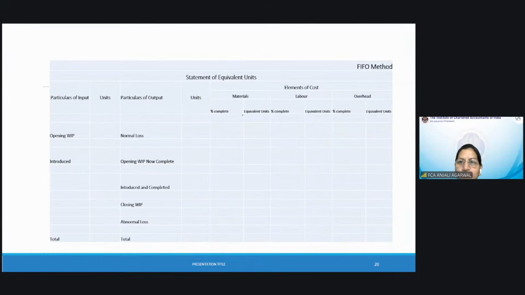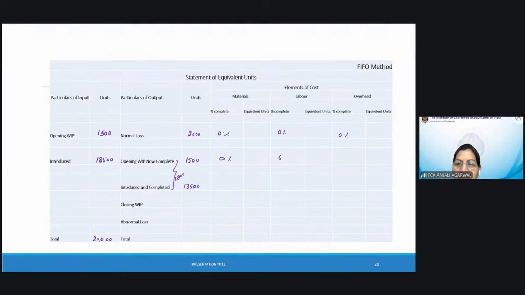So once again, FIFO method, statement of equivalent units. If you will remember it by now, 1,500 and 18,500. Total is 20,000. Normal loss is 2,000, which will always be taken as 0% complete. Opening WIP now complete 1,500 units. Introduced and completed is 13,500. Why? Because 15,000 units have moved to the next process.